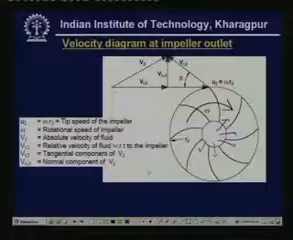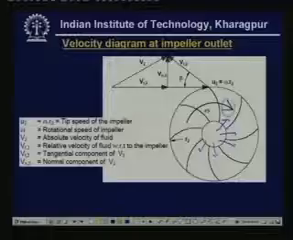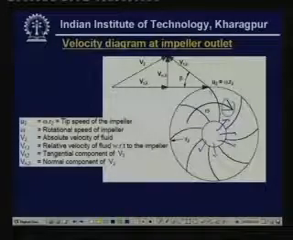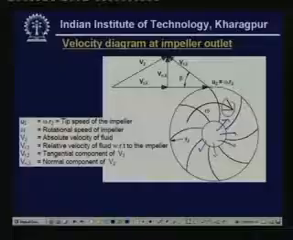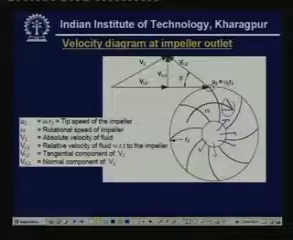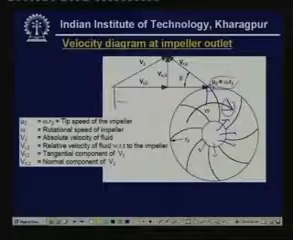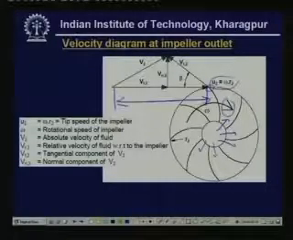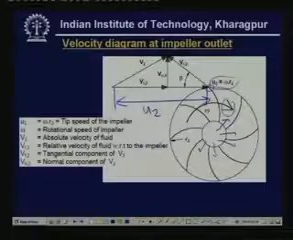You can see here that the impeller is rotating in this direction. This is the direction of rotation. If you are drawing the velocity diagram at the tip of the impeller, at this point you find there are different velocities. What are the velocities? First you have what is known as the peripheral velocity or tip speed, given by u2, and that is nothing but this.